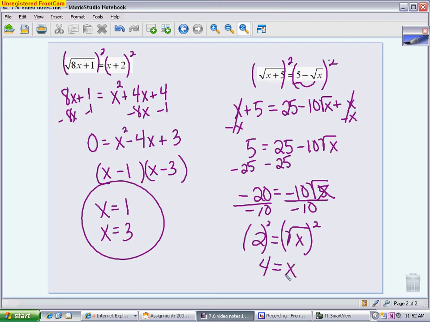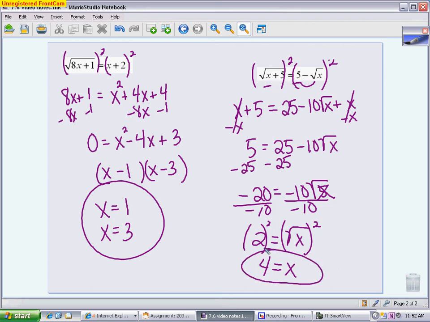And again, make sure that your answer is not extraneous. When I put 4 in, on this side, I get the square root of 9, which is 3. When I put 4 on the other side, I get 5 minus the square root of 4, which is 5 minus 2, which is 3. So again, no issues here.